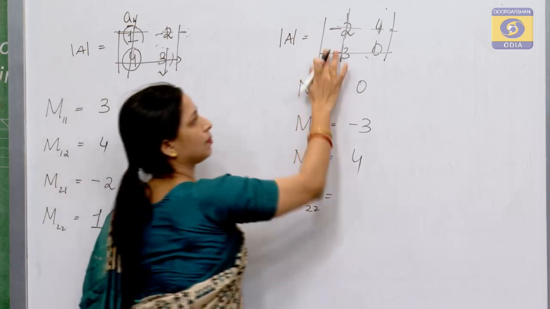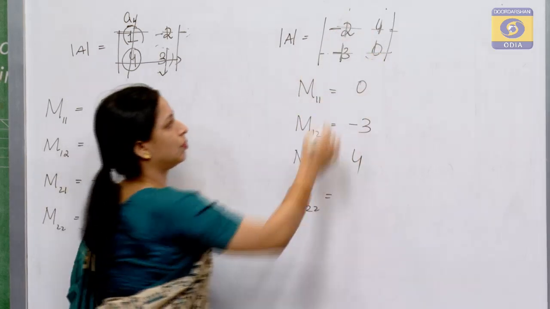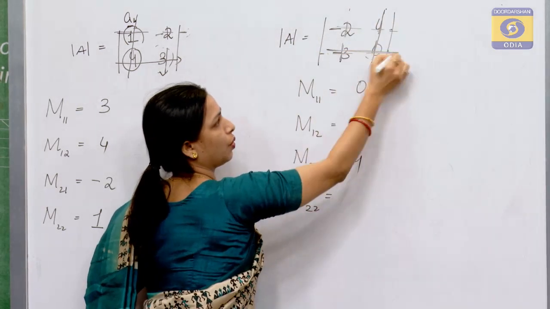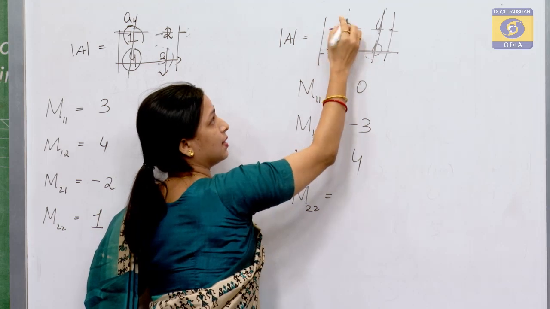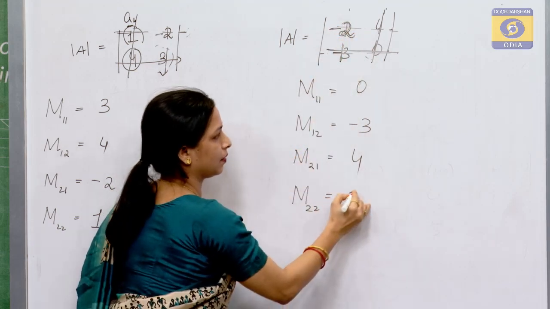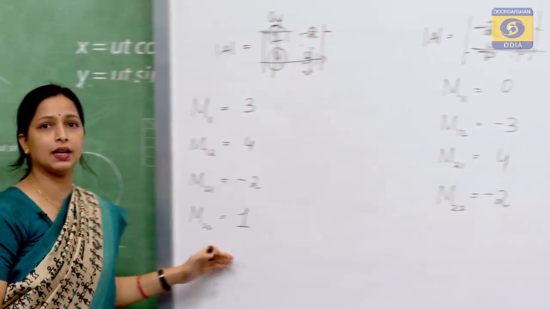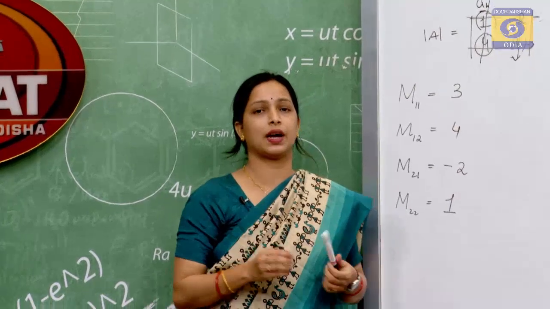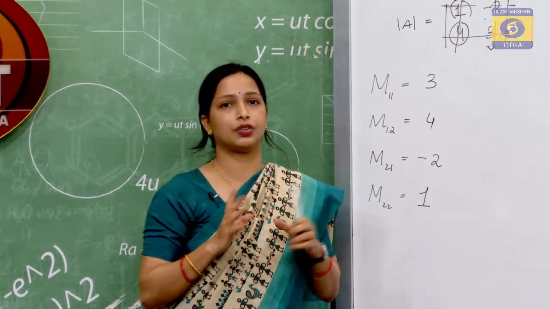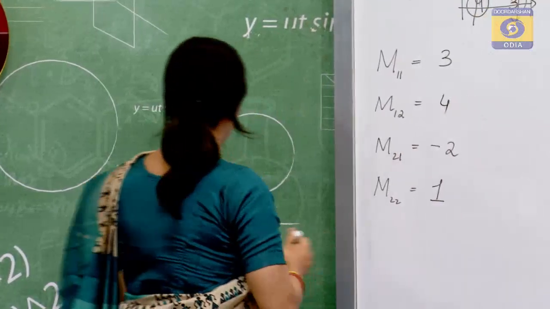Now, finally, A22. So, I delete the row in which 0 exists and the column in which the 0 exists, and the resultant element is the minor. So, this is how we find out the minors of an order 2 determinant. Now, let us find out the minors of an order 3 determinant, where there are 9 elements, 3 rows and 3 columns.